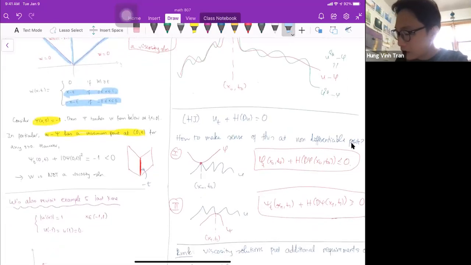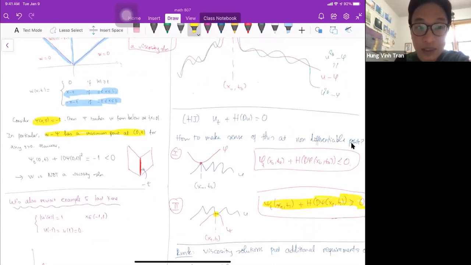Looking at the second situation here on the right panel, if it touches from below, then it should have Ct plus H of Dc greater than or equal to 0, right? But now let's check it. At the point of touching, let's compute Ct plus Dc squared. Ct is minus 1, right? Dc is 0, there's no x dependence. So therefore, I have minus 1, and this is less than 0. And this doesn't satisfy the supersolution test, right? It's not greater than or equal to 0. So therefore, we have a contradiction, and W is not a viscosity solution.